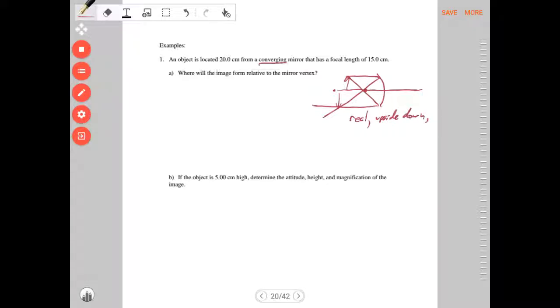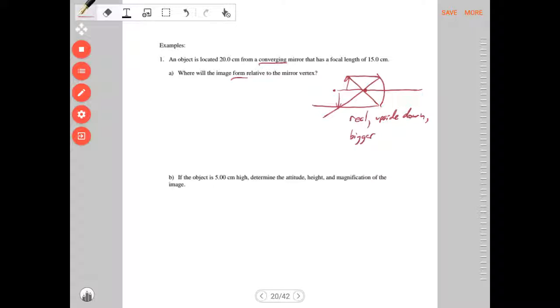Upside down and bigger. And we know it's bigger because it is further away from the mirror than the object is. Okay, but now let's prove it. In order to figure this out, where will the image form?